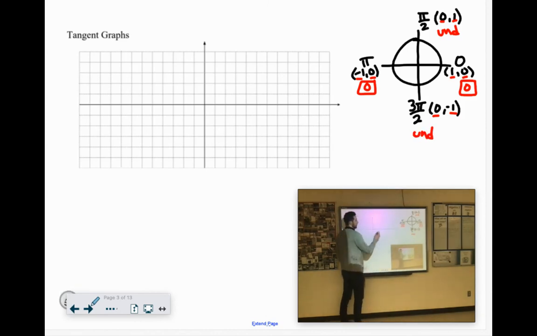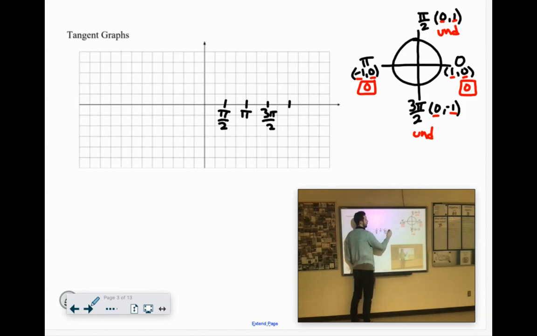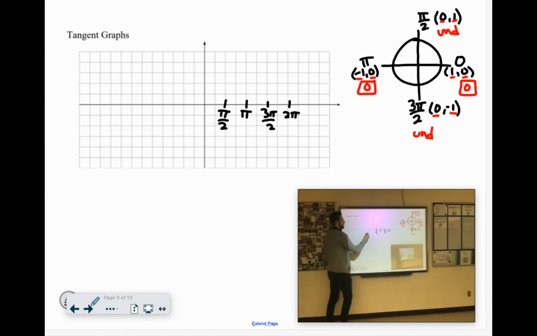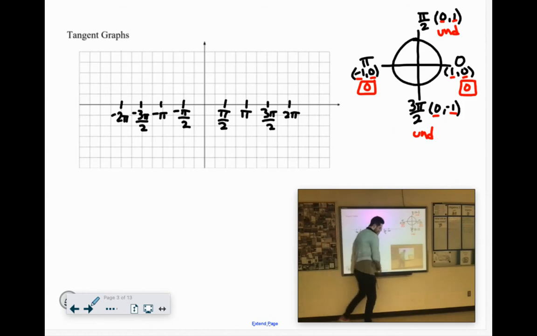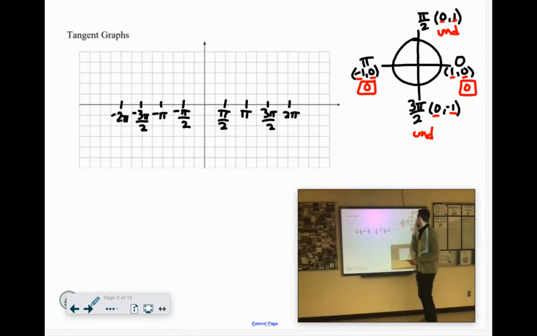So if we label kind of the same, pi over 2, pi, 3 pi over 2, 2 pi, and we took it to the negative side as well, these undefined things at 3 pi over 2 and pi over 2, these are going to be called asymptotes. They're vertical lines that our graph will technically never touch. So they're represented typically with a dashed line like that.